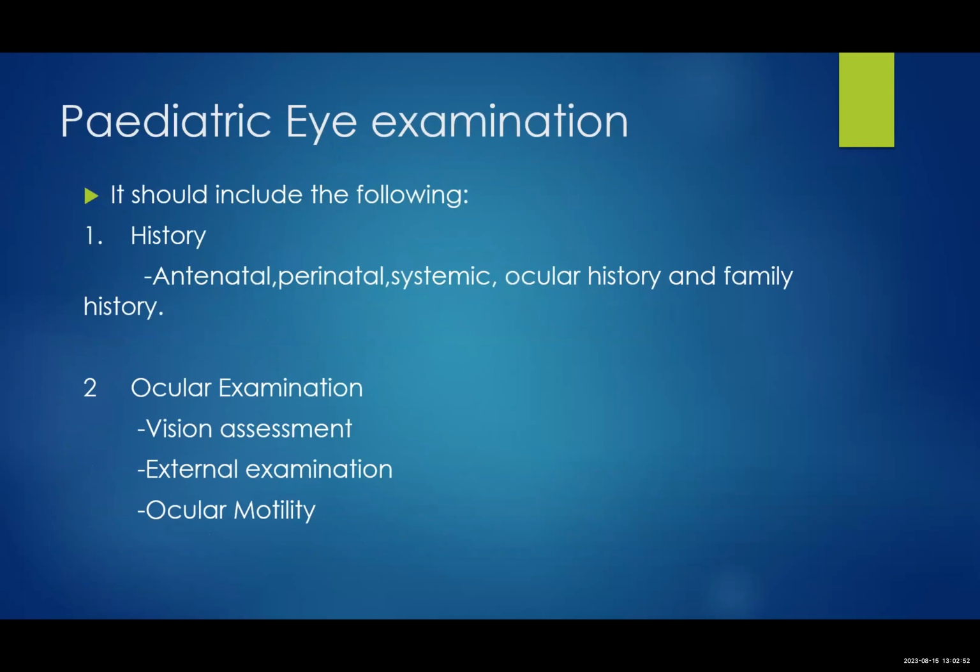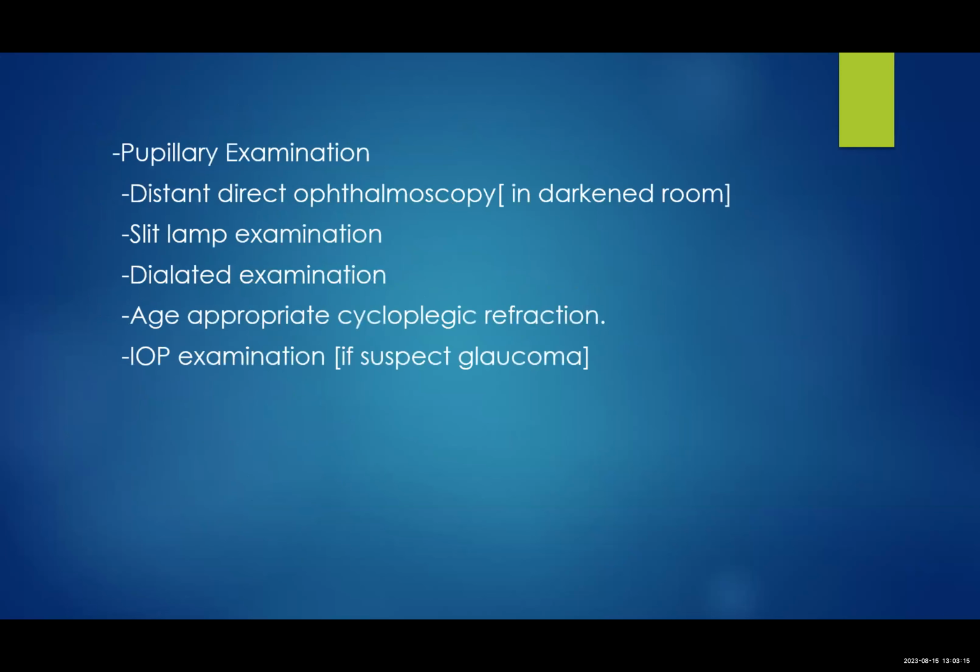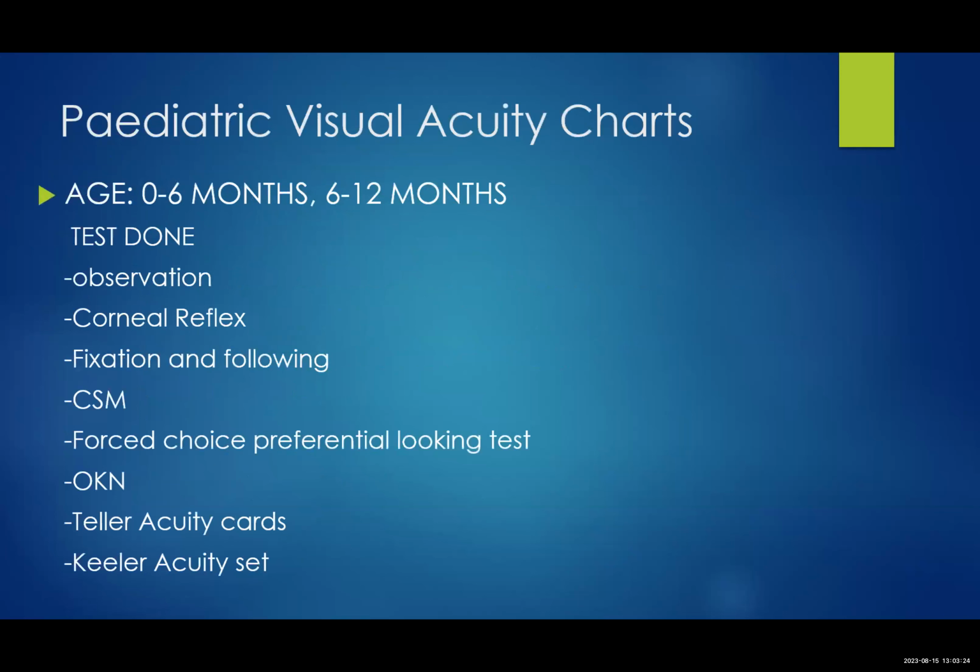Pediatric eye examination should include the following: history related to antenatal history to rule out TORCH infection, perinatal history, details of delivery, systemic and ocular history. Ocular history will contain misalignment of the eye, rubbing of the eye, watering, photophobia, etc. Ocular examination consists of vision assessment, external examination, ocular motility, pupillary examination, slit lamp examination, dilated examination, age-appropriate cycloplegic refraction, and intraocular pressure examination if we suspect glaucoma.